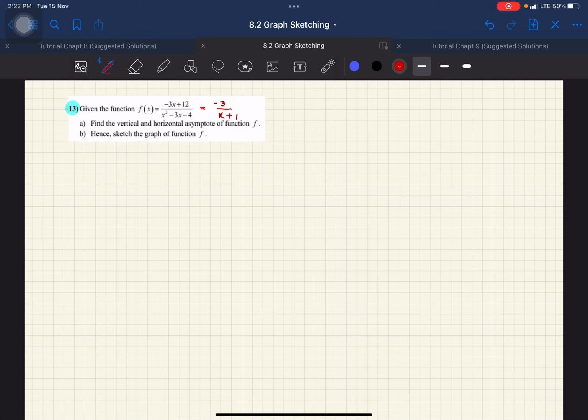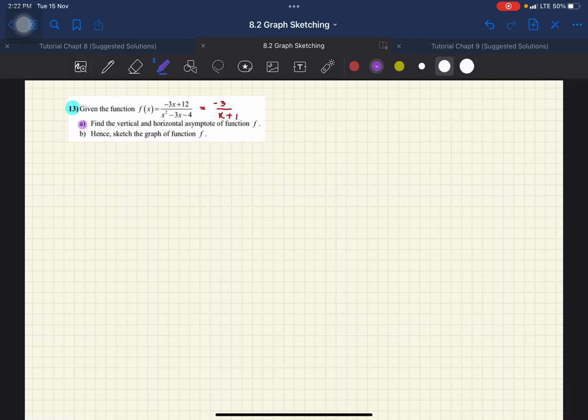But we cannot do it like this. I will show you why we cannot directly cancel out the same factor in the top and bottom. Let's first try the question. Continuing with part A: find the vertical and horizontal asymptote of function f.